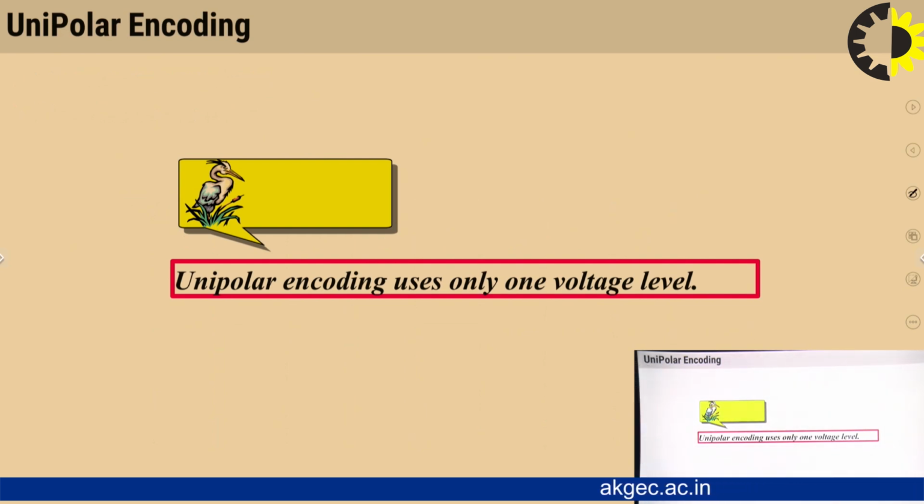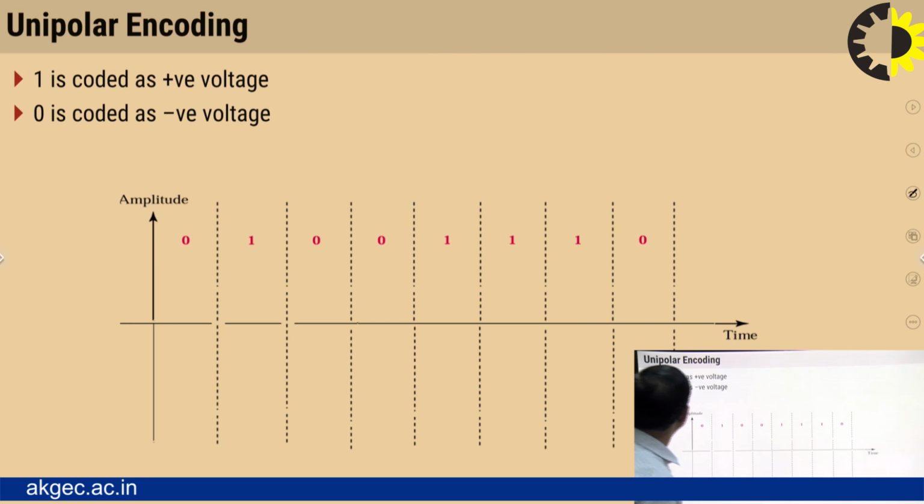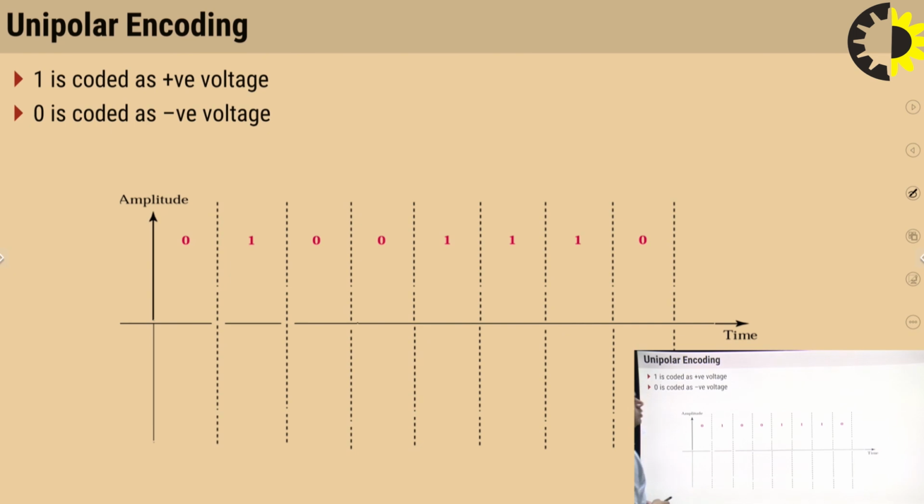In case of unipolar encoding scheme, we use only one voltage level to convert a binary data into digital signal. Let us take an example. For example, we are converting this digital data into digital signal, that is 0, 1, 0, 0, 1, 1, 1, 0. Now, in this case, 1 we will code as a positive voltage and 0 will be coded as a negative voltage. And after converting, it will be like this.